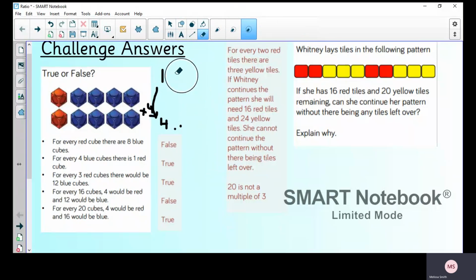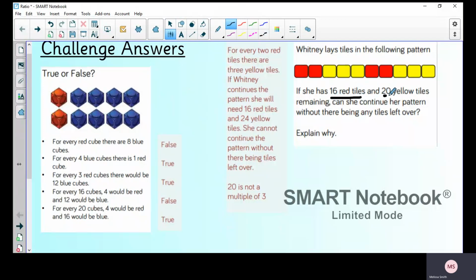Then let's have a look at the other challenge question that you had. So we've got these tiles here and they've been laid in this following pattern. And it's telling us that she's got 16 red tiles and 20 yellow tiles remaining. Is that possible to use up all of those tiles without there being any left over? So let's look at the original ratio. I've got 2 red to 3 yellow.